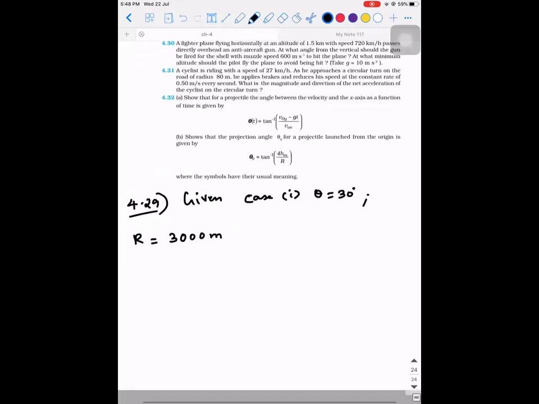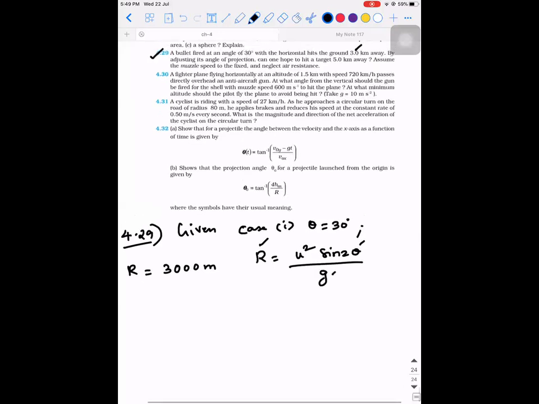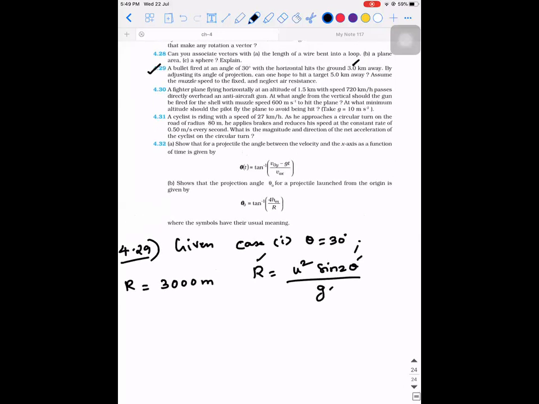So what is the formula for range, guys? R is equal to U square sine 2 theta by g. Very good. So R is given, theta is given, g is known. What is unknown? U. So what we will do is we'll find the value of U from here. Using the same speed, we will try to calculate what is the angle of projection for which range is 5 kilometers. Are you guys able to understand this point? Yes, sir. So give me a second, I'll copy this question.